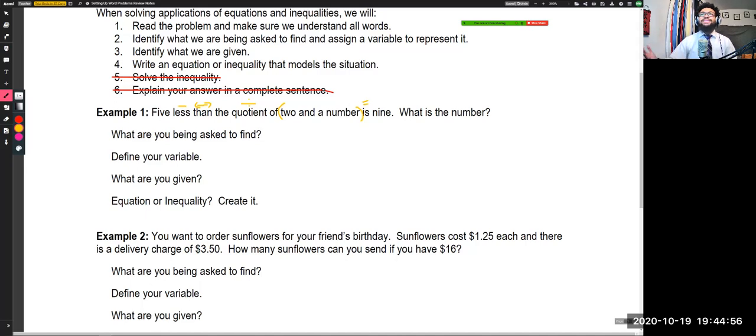Number 2 says, identify what we are being asked to find and assign it a variable. We are being asked to find the number. What are we going to do for this number? Let's go with something simple. Let's go with X. You can pick anyone that you like. I'm going to stick with X because for me, X is really simple to use. You can use N for number if you like. Doesn't matter too much.